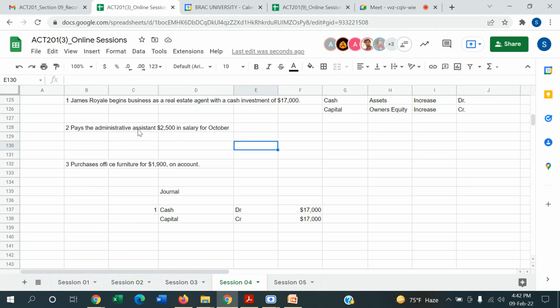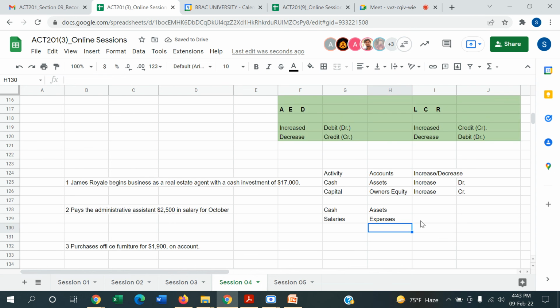Okay. If the transaction is like that: pays the administrative assistant $2,500 salary in October. Cash and salary. Asset and expense. Now cross-check it with the debit credit rule. Increase or decrease? Cash decreases. Salaries expense increases. Now the debit credit rule.